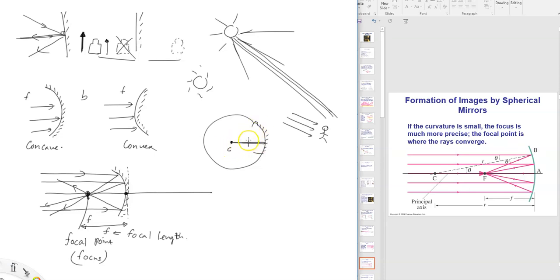Actually, the focal point is half of that. Focal point is here. So if you have a mirror like this, and if the focal point is here, the center of this curve, we call it the radius of curvature. Or you can just say the center. This center, this distance is twice the focal length.